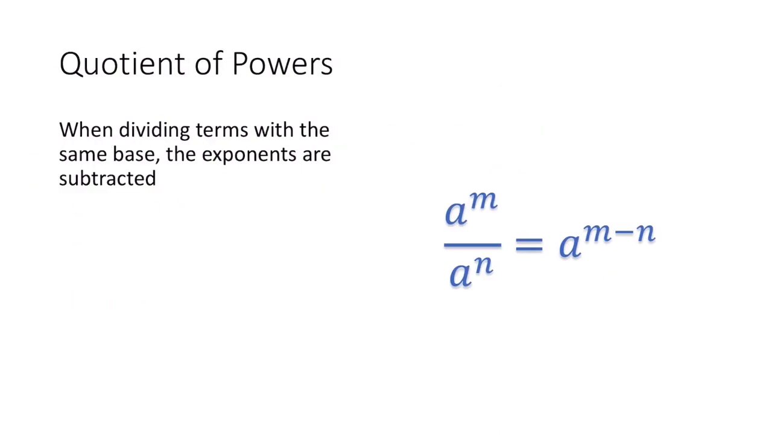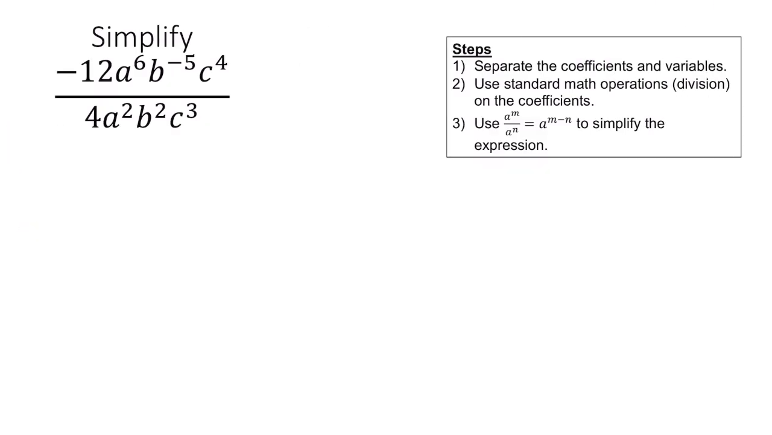So we also have what's called the quotient of powers rule. So when you're dividing terms that have the same base, the exponents are actually going to be subtracted. So let's try simplifying this. So our strategy where we separate the coefficients and the variables is going to be the same as when we multiplied. It's just the rule is going to be different because we're using quotient.